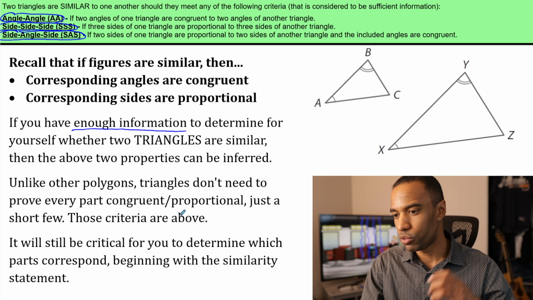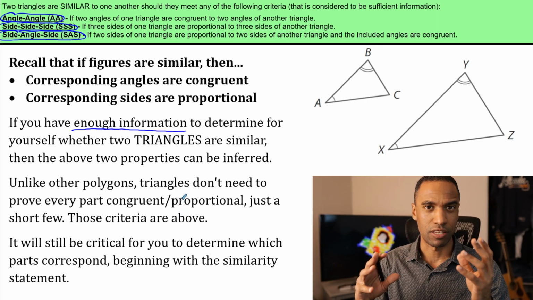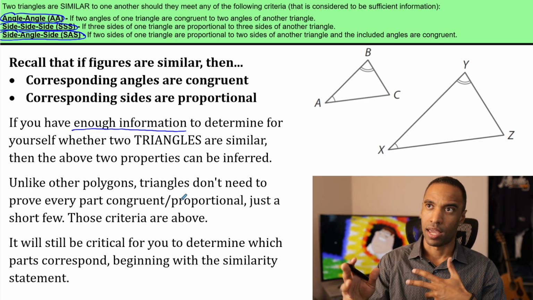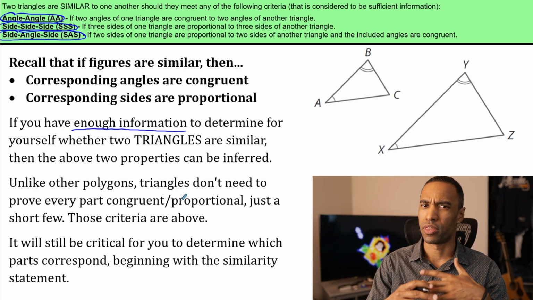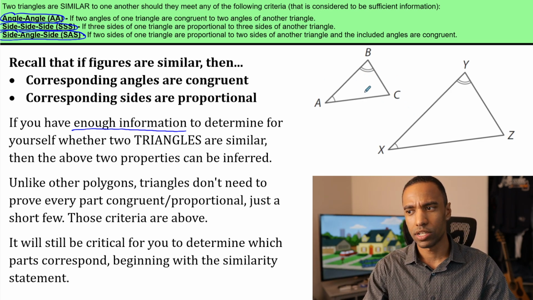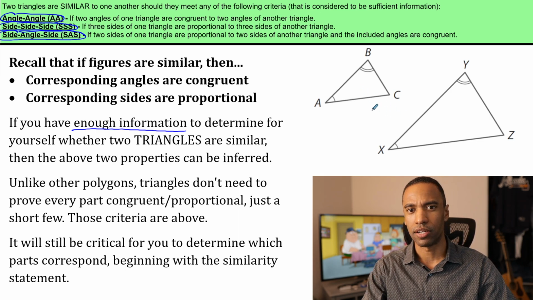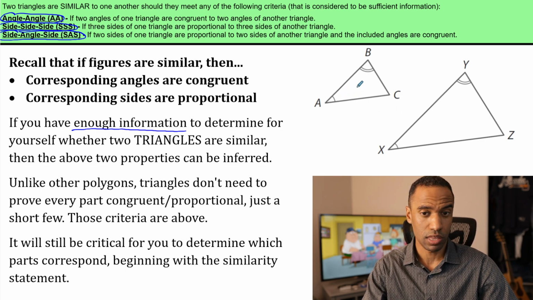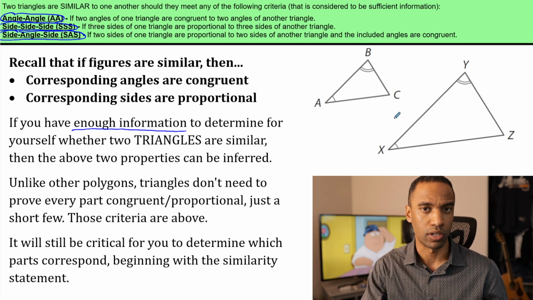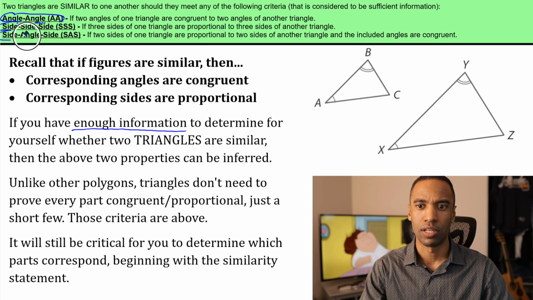It'll still be critical for you to determine which parts correspond, though, because there will be triangles that face different directions, and they'll trick you in different ways, whether there's a rotation, a translation, a reflection, any sort of thing here. This one is just, both of these face the same way here, and we can actually make a good similarity statement if we have enough to deduce that these two triangles right here, for example, are similar. And actually, they are, because if you look at this first one, guys, we're going to focus on angle-angle.